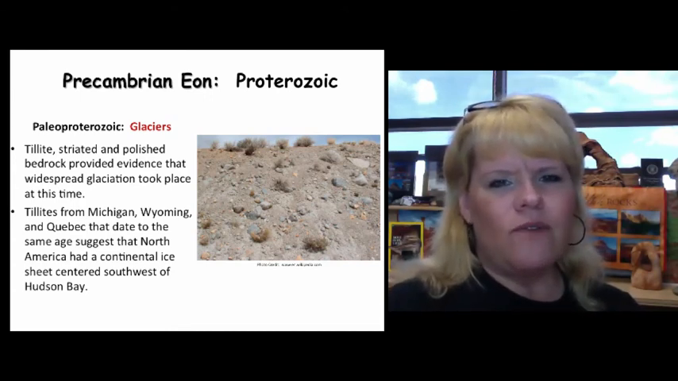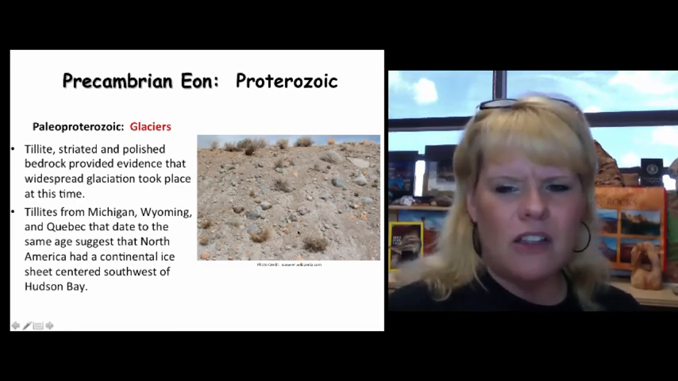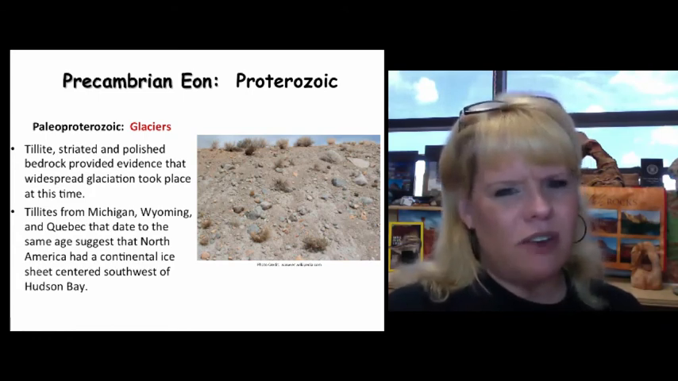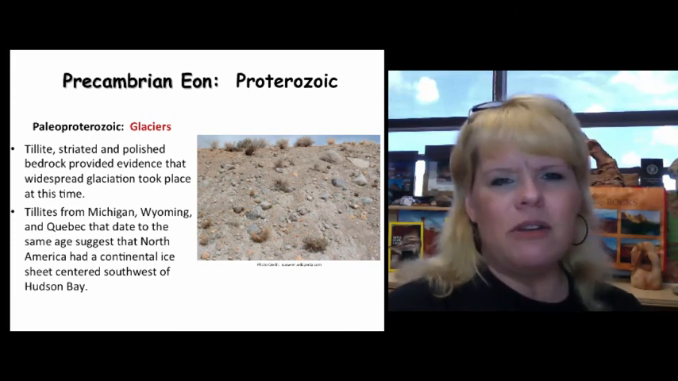Tillites are very interesting rocks that look like this. They're simply a hodgepodge of rocks that are deposited by glaciers. We also see evidence of glacial striations, glacial polishing that happened to bedrock that is this age or older.